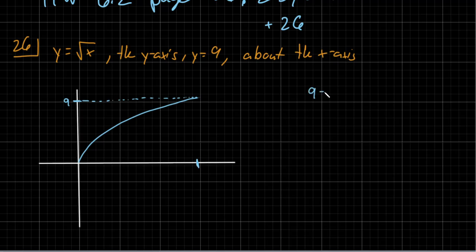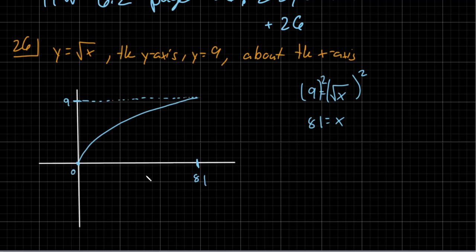So if 9 equals square root of x, what is that value of x right there? How do I get rid of a square root? Yep, square it. So 81 equals x. So we got 81 down here, and this is just 0.